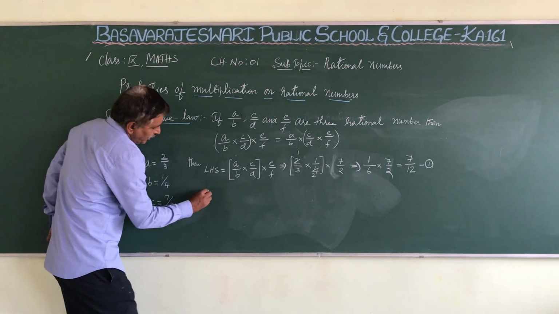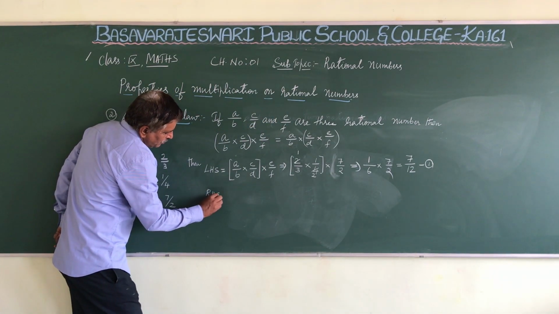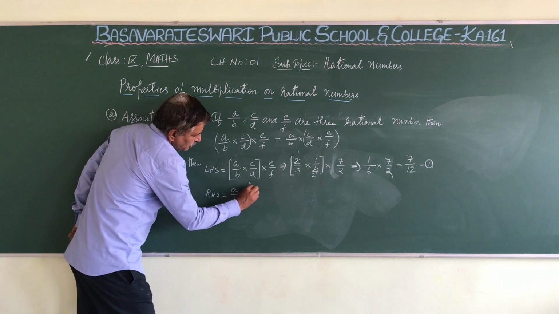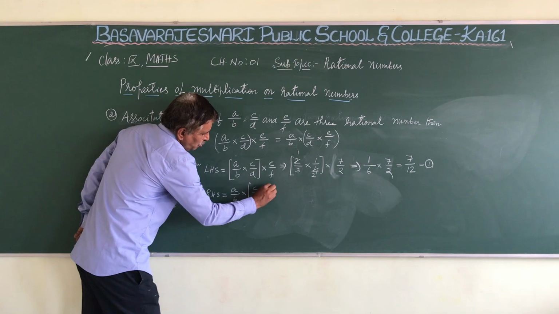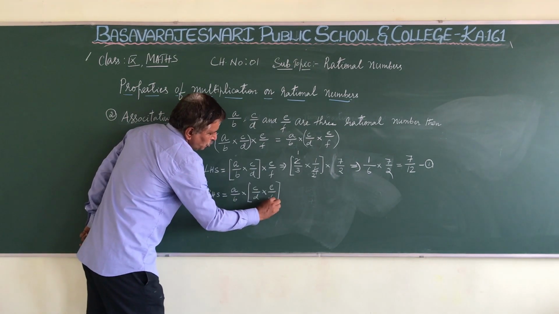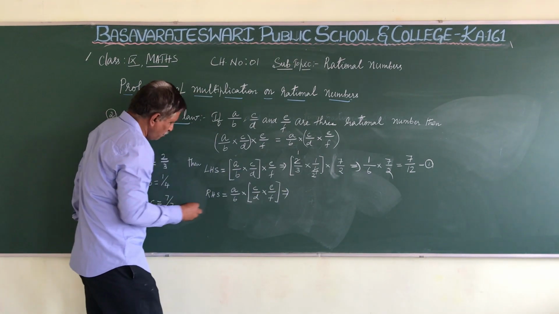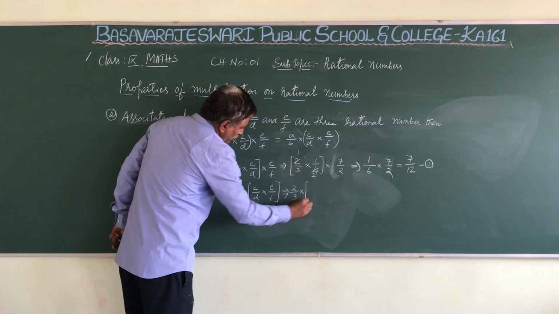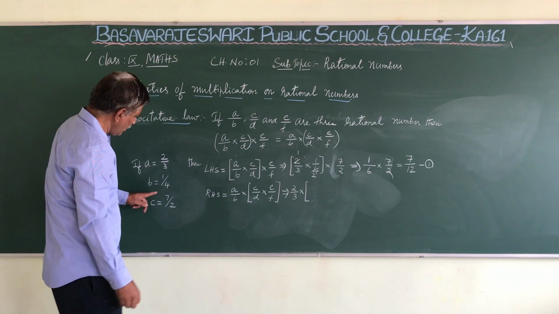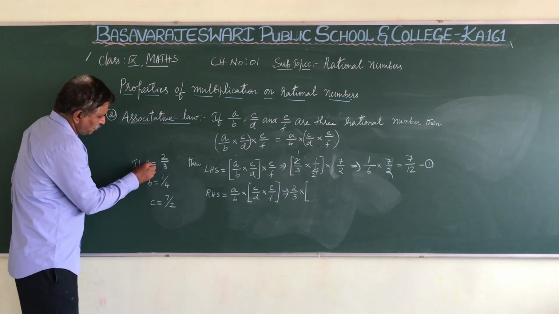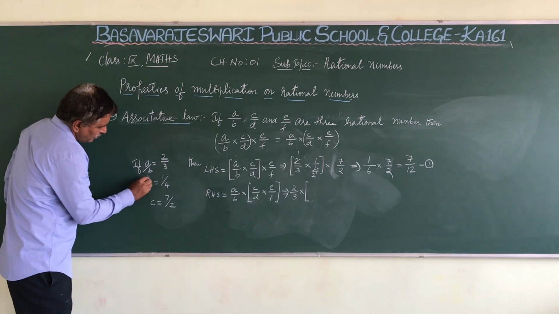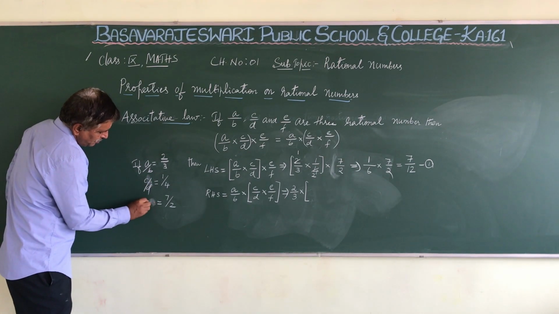Next, right hand side. It is A by B of C by D into E by F. So this implies, what is A by B? 2 by 3 into what is C by D? Sorry, this is A by B, C by D, E by F.